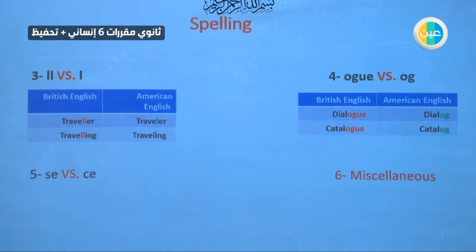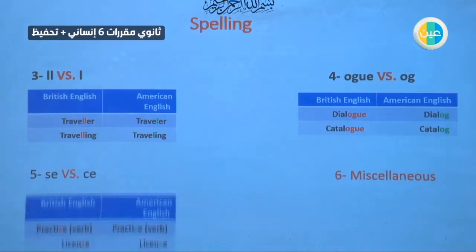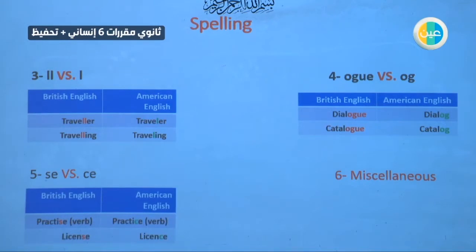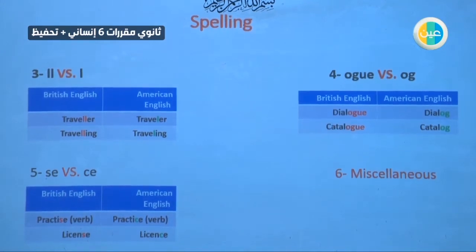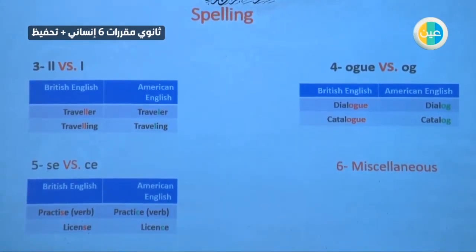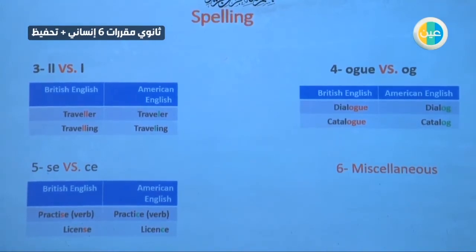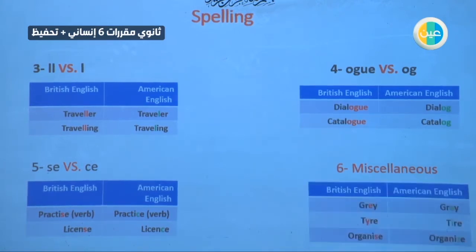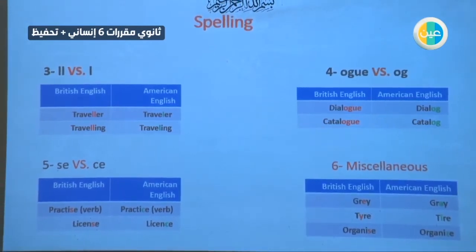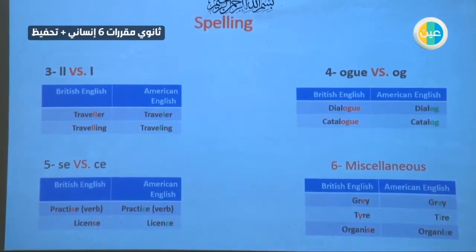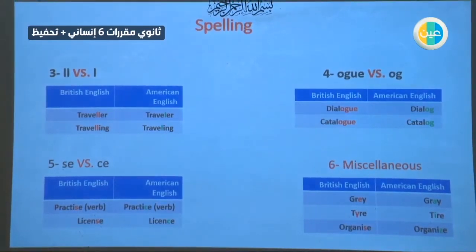Here we have S-E and C-E. Look at practice, the verb, not the noun. The verb in British English is written with S, practise. For American, the verb practice is written with C. License: your driving license. Here we have different words not belonging to any rules. We call it miscellaneous, it's different. We cannot categorize them under rules.